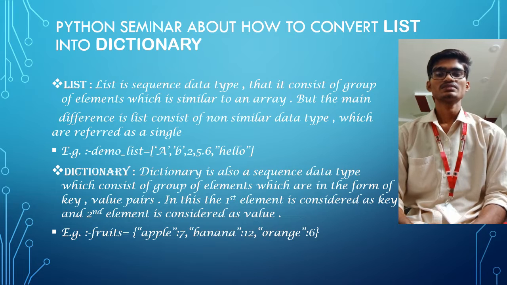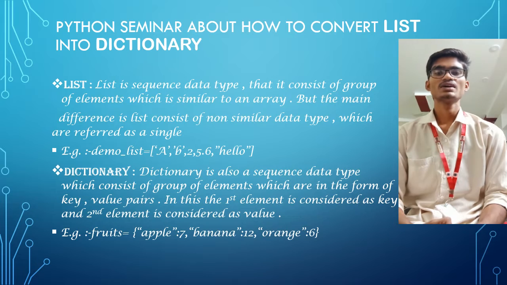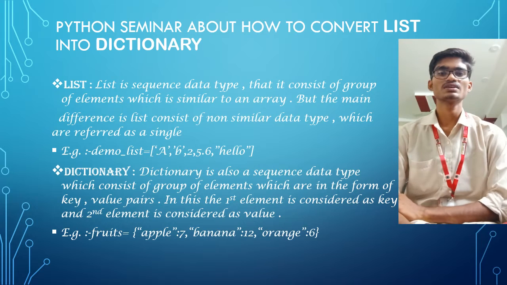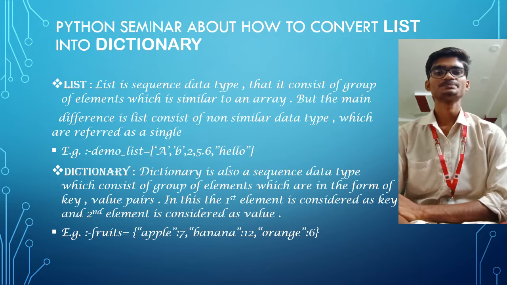Let's see an example of a list. demo_list is a list name that we consider, and the elements in the list are 'a', 'b', 2, 5.6, 'hello'. As we see, 'a' is a single character, 'b' is also a single character, 2 is an integer, 5.6 is a float and 'hello' is a string. So we find that the elements in the list are of non-similar data types.